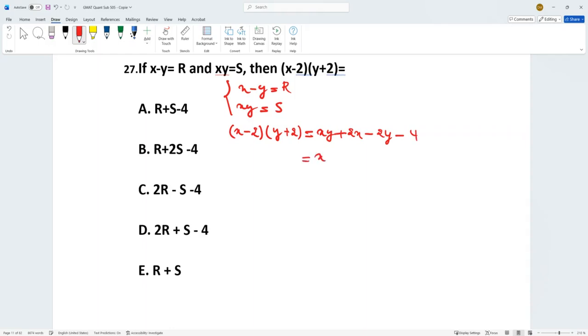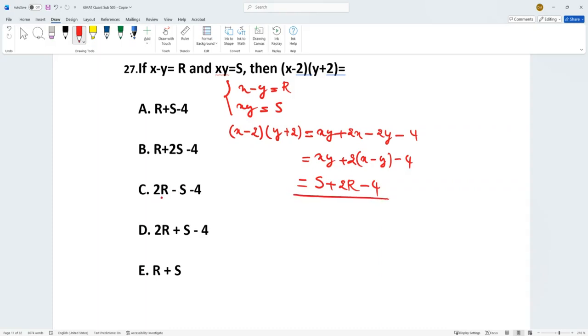Then xy plus, we can put 2 as a factor here, 2 factor of x minus y, minus 4. And then xy is equal to s, and x minus y is equal to r, so we have s plus 2r minus 4. So now we can look at the answer choices. Which one is the correct answer? A, we have r. No, this is not the correct answer because we have 2r here. Here we have r again. It's not the correct answer. We even have 2s; we don't have 2s in the answer that we found here.